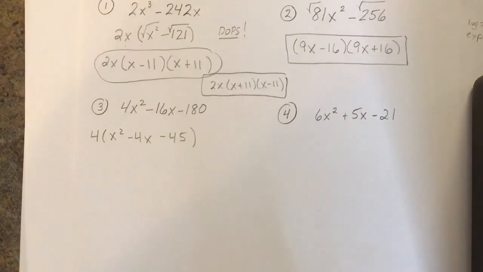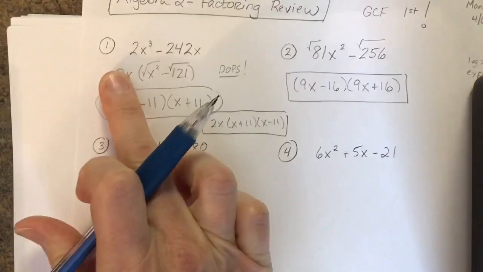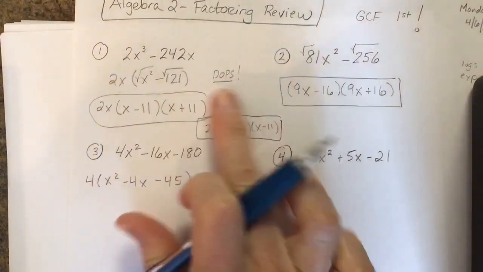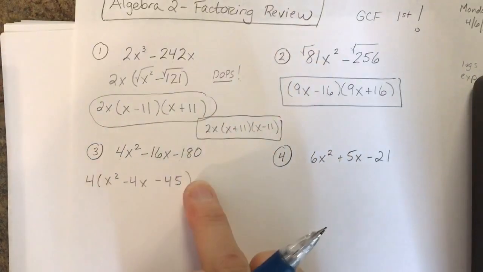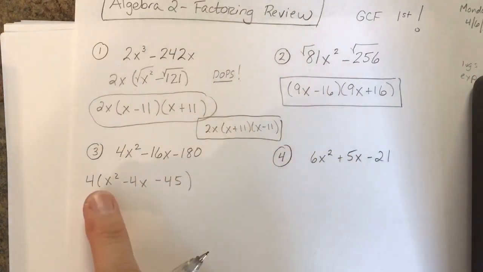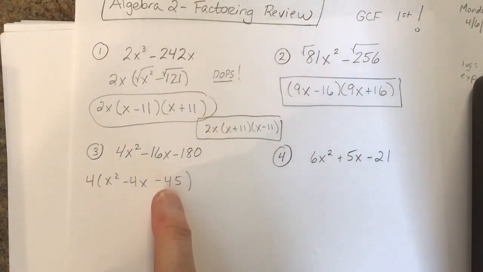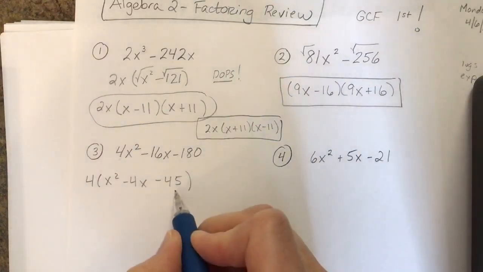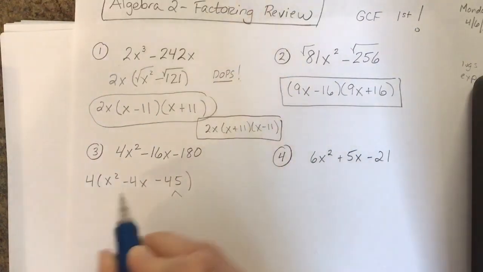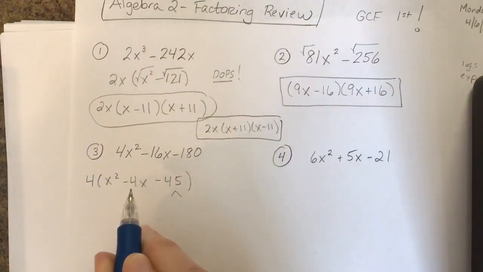Okay. Now what? This is not a binomial. It's not a difference of perfect squares. All right, it's a trinomial. You have an x squared, an x term, and a constant, just a number. This is where you factor your number, negative 45, to add up to negative 4.